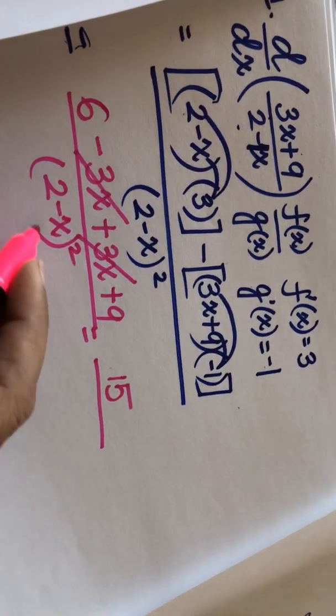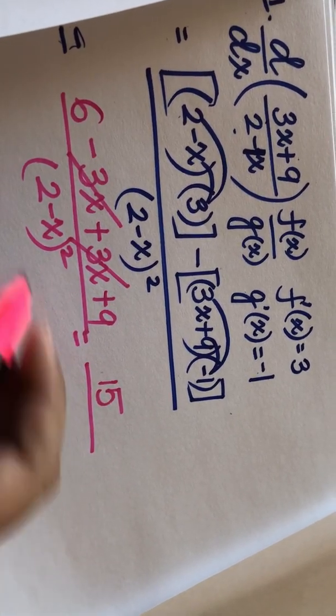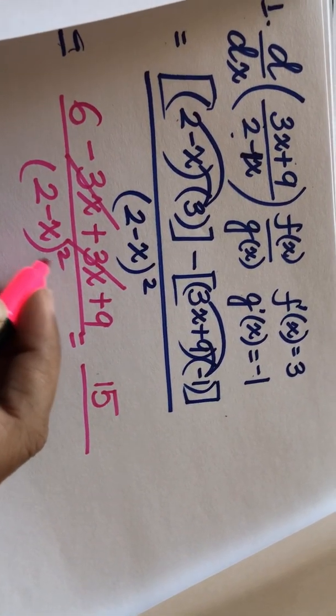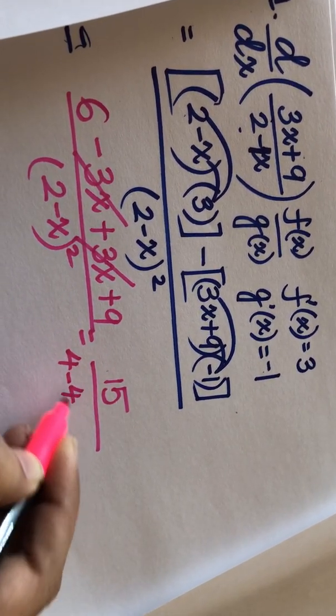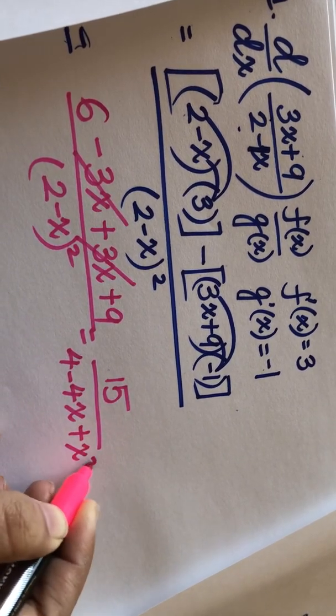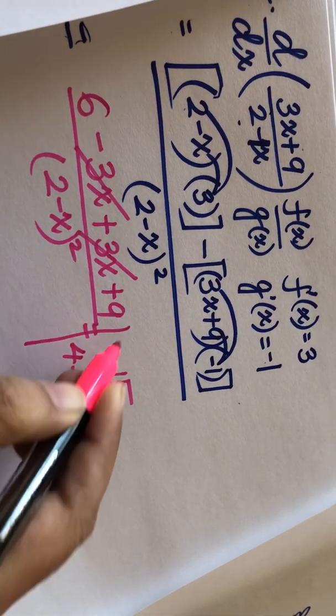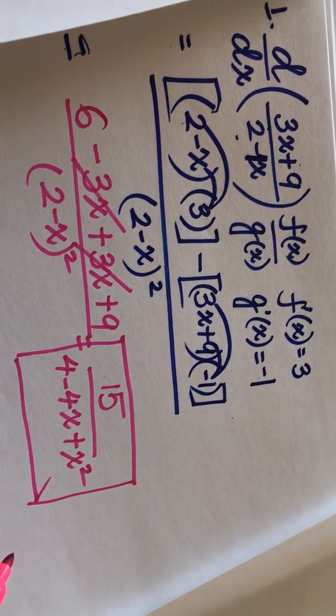Over, either you can leave it this way or you can further FOIL it out or multiply it out. So I'm going to use the a minus b whole squared formula, which is a squared minus 2ab plus b squared. So this should be the answer for my derivative of the given function using quotient rule.